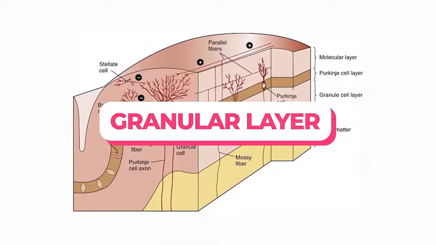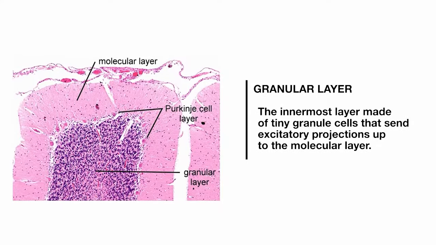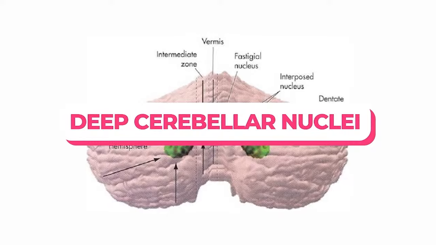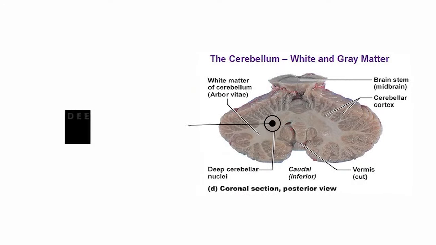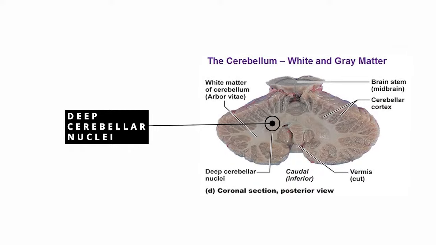Granular layer: the innermost layer made up of tiny granule cells that send excitatory projections up to the molecular layer. Deep cerebellar nuclei. Embedded within the cerebellum are clusters of gray matter known as the deep cerebellar nuclei.